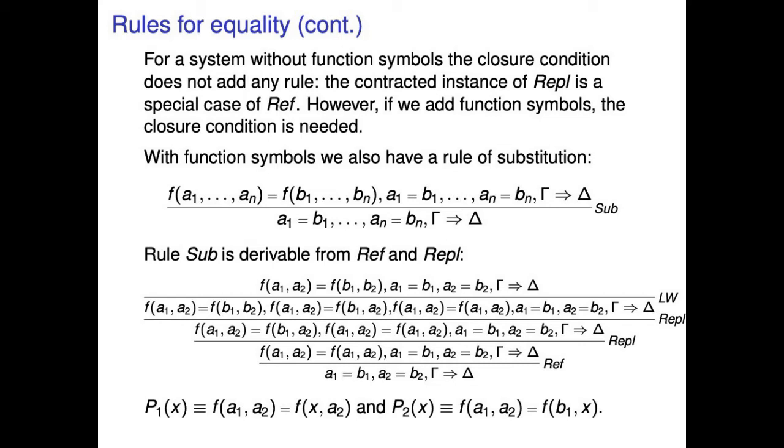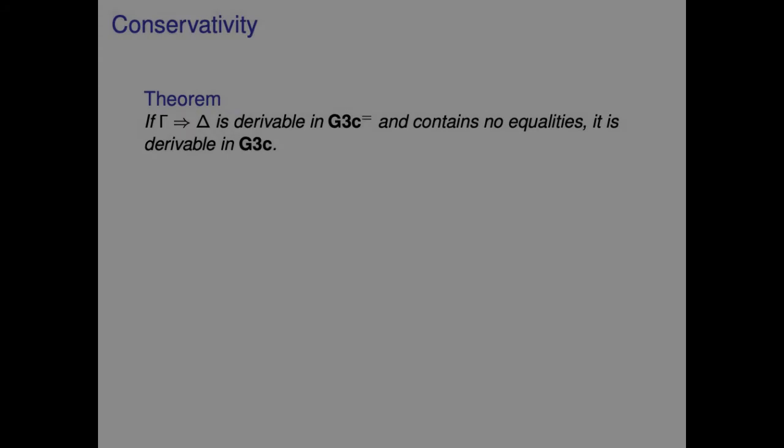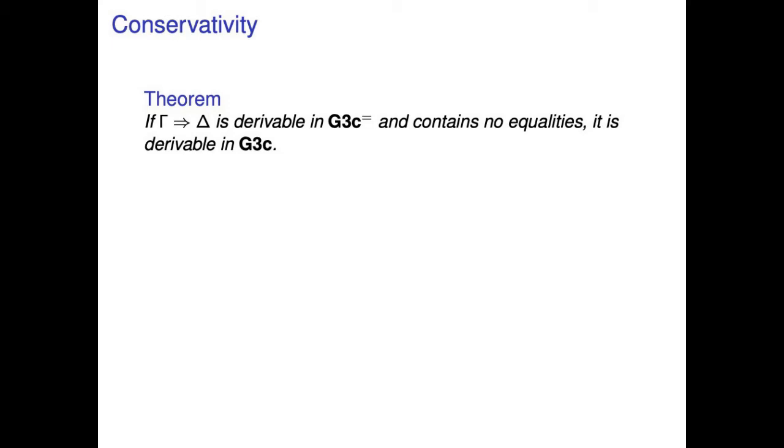In this way, we obtain cut-free, contraction-free systems for first-order logic with equality, classical, intuitionistic, and minimal, which have all the good structural properties. In addition to admissibility of the structural rules, we have derivability of the replacement axiom, and also admissibility of the replacement rule for arbitrary formulas. The replacement rule was limited to atomic formulas, but the one with arbitrary formulas is admissible. One result for this system is a conservativity result: if you derive something in the logic with equality that contains no equalities, then it is already derivable in the system without equality.